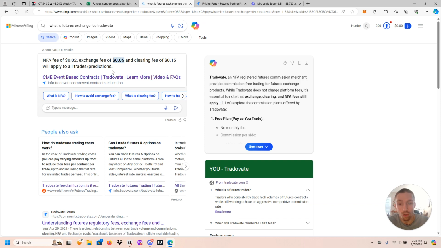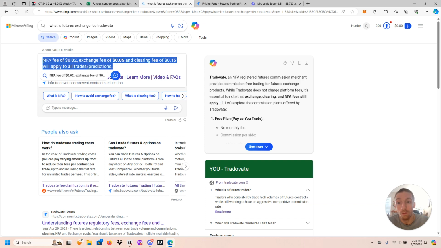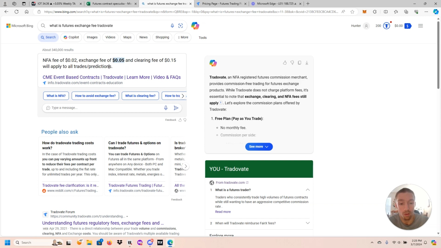If you are trading with Tradovate, you can just type in what is the futures exchange fee for Tradovate on Google or Microsoft Bing, and it is 5 cents. And then it's got a clearing fee of 15 cents. So in total, you have about 22 cents worth of fees per contract in Tradovate.